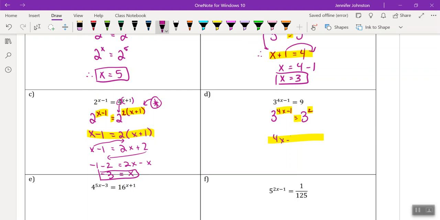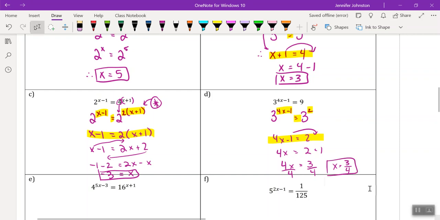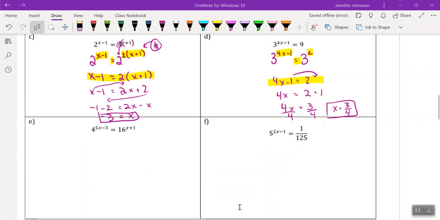So 4 to the power x minus 1 is equal to 2. 4 to the power of x is equal to 2 plus 1, right? That's going to jump over. So 4 to the power of x is equal to 3. How do you solve for x? Divide by 4. X is equal to 3 over 4. Again, at any time, please press pause. All right, let's go ahead and check out this one.